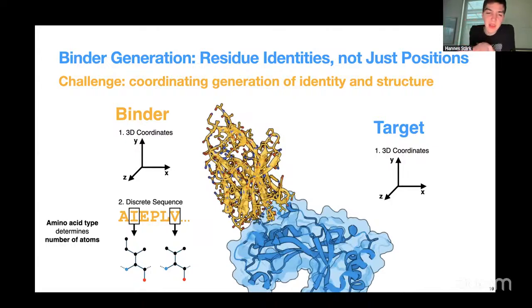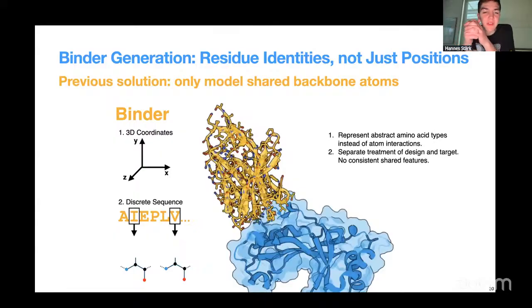And how models usually would deal with this is to just ignore these side chains, as they're called, of residues, and only model the atoms that are shared between all different possible amino acid types. This then means that the model reasons about some abstract amino acid types and an implicit meaning for what they could be, instead of reasoning about atom interactions. And also, the designed residues are treated very separately and differently than the residues in the target.